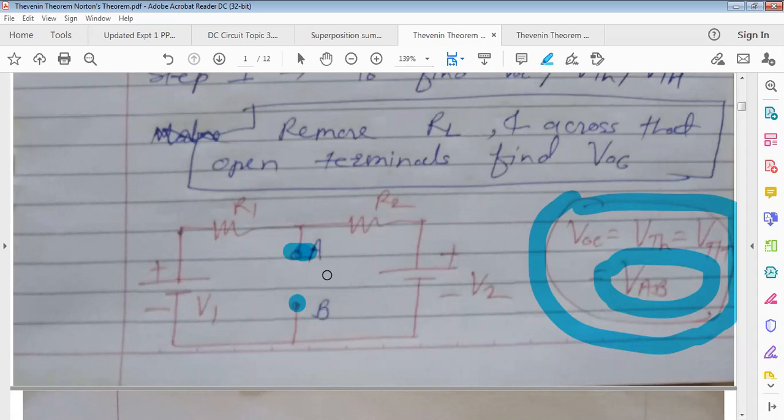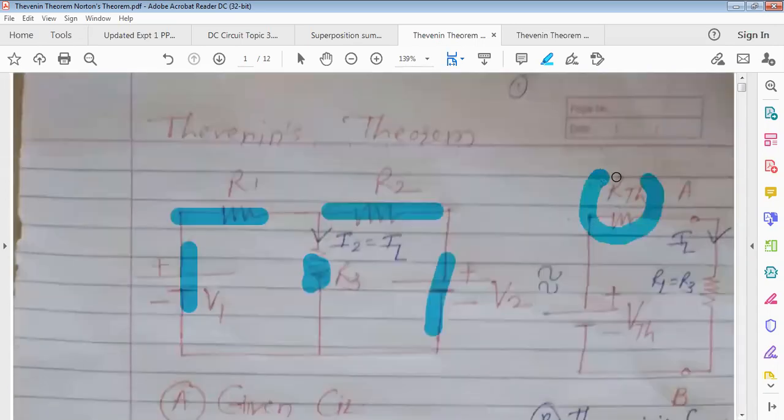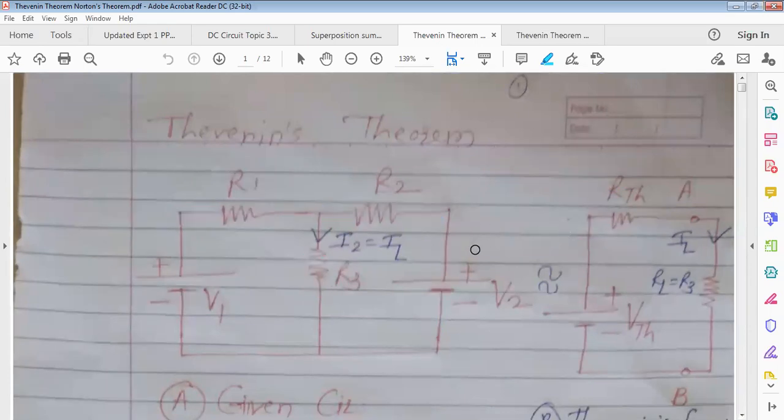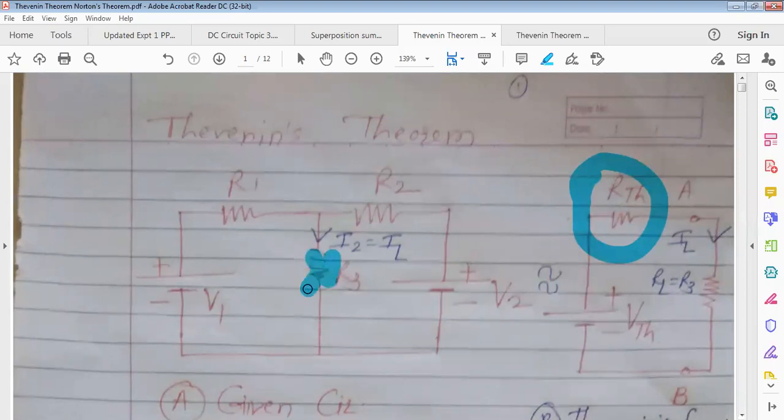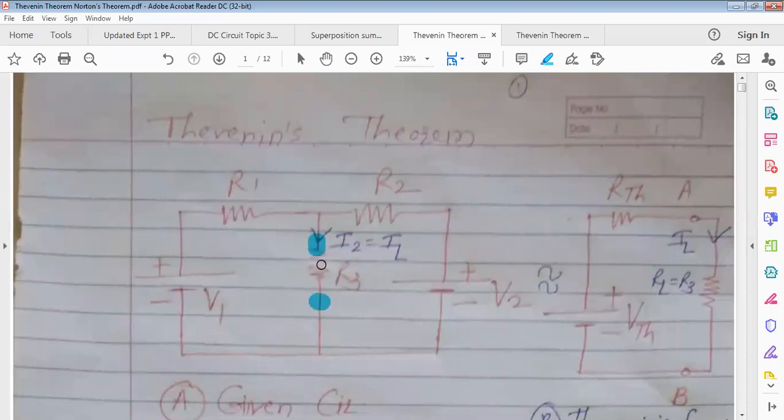Now, how to find RTH? The next step is to find RTH. What does this Thevenin's theorem state, how can you find the value of RTH? The second step is to find the value of RTH. Remove the load resistance, make it open. If voltage sources are there, make them short. If current sources are there, make them open and draw the circuit. Wherever the load resistance was connected, remove it, make it open, and across these two open terminals find the equivalent resistance, and that will be RTH.